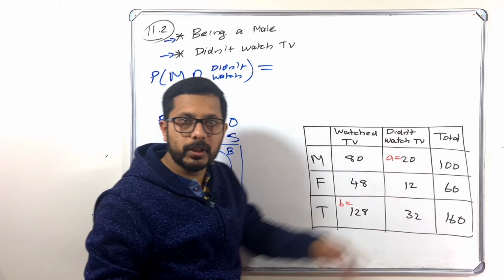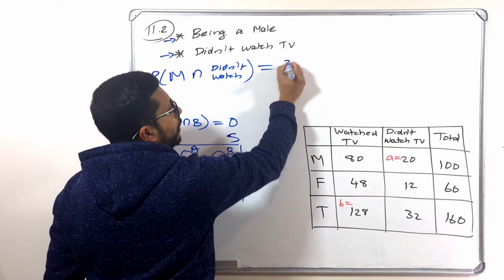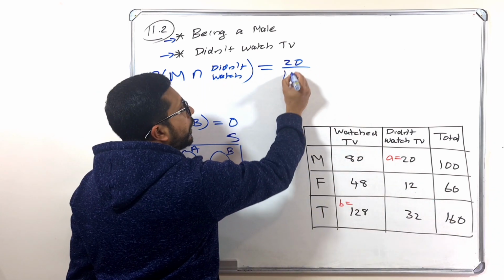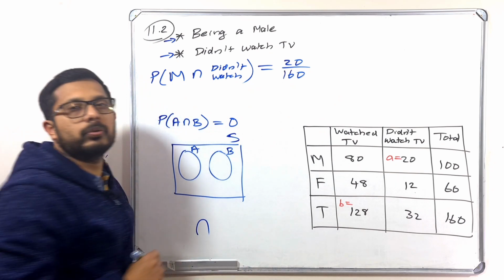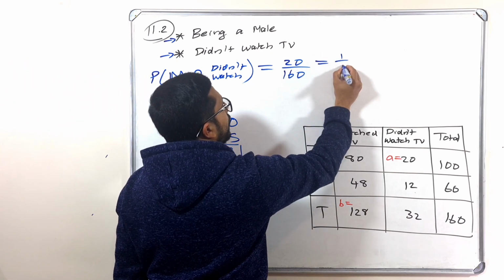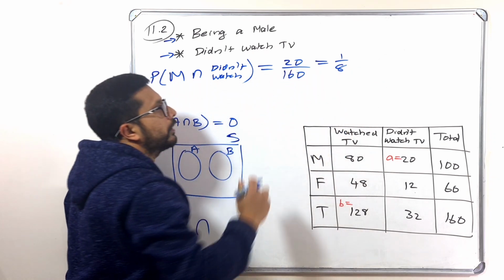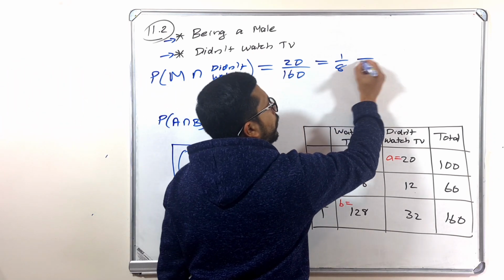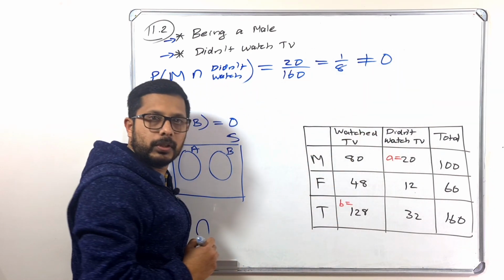So what is the probability of male intersection did not watch? It is 20. How can you write it? 20 divided by, what is the total? 160. So 20 divided by 160 means it is 1 over 8. You can check in your calculator. So 1 over 8 means definitely it is not equal to 0.